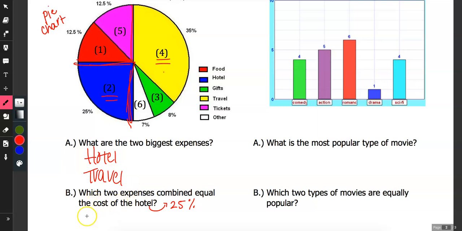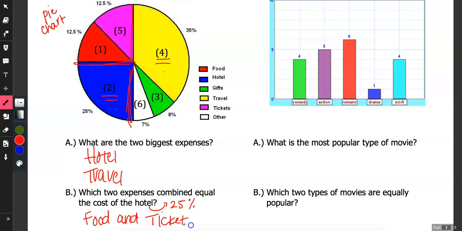So that would be the food. Oops, sorry. And pink is the tickets. Together, each one is 12.5. Together, that does get me 25%.